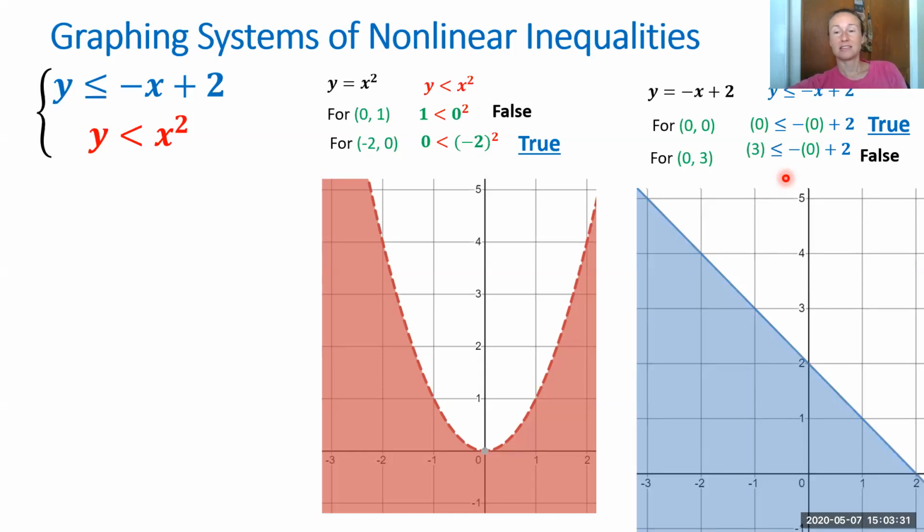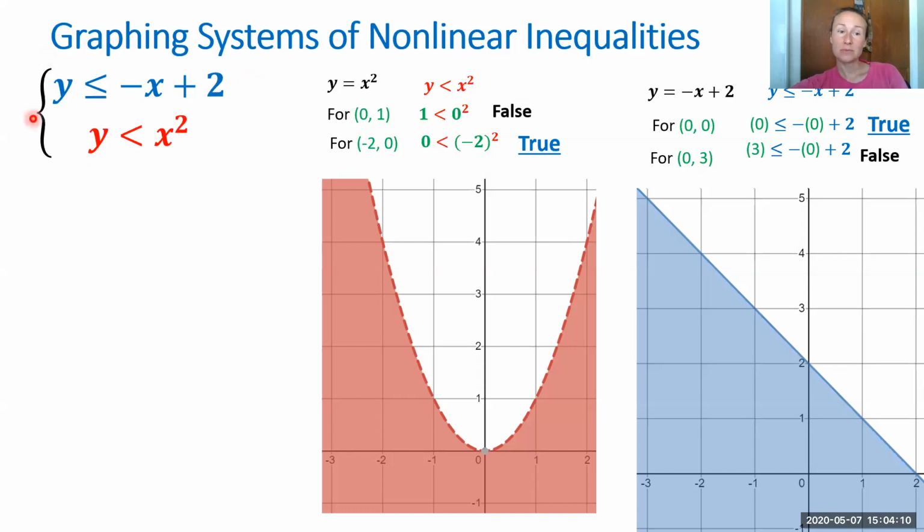Now this inequality is less than or equal to, so that means XY pairs that make y equal to negative x plus 2 are still solutions of this inequality. So we are going to include the points on this line, and to indicate that, we make a solid line here. Our first graph shows all the points that satisfy this inequality. Our second graph shows all the points that satisfy this inequality.